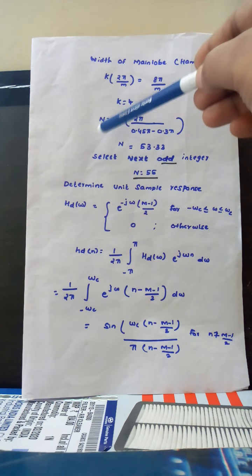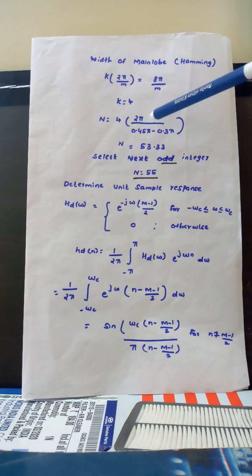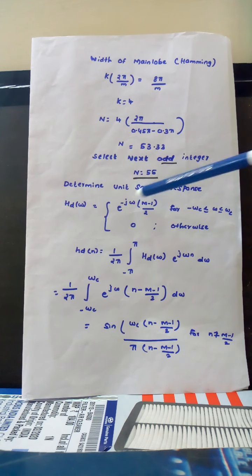Then, we already know the order of the filter n equals k into 2 pi divided by omega 2 minus omega 1. The values of omega 2 and omega 1 are known, so we get n as 53.33. We have to select the next odd integer value, which is 55. That is a whole number we have to select. So n equals 55.